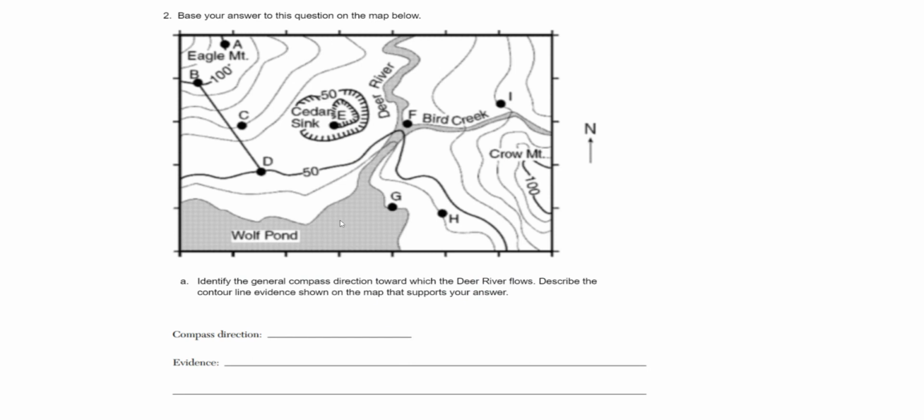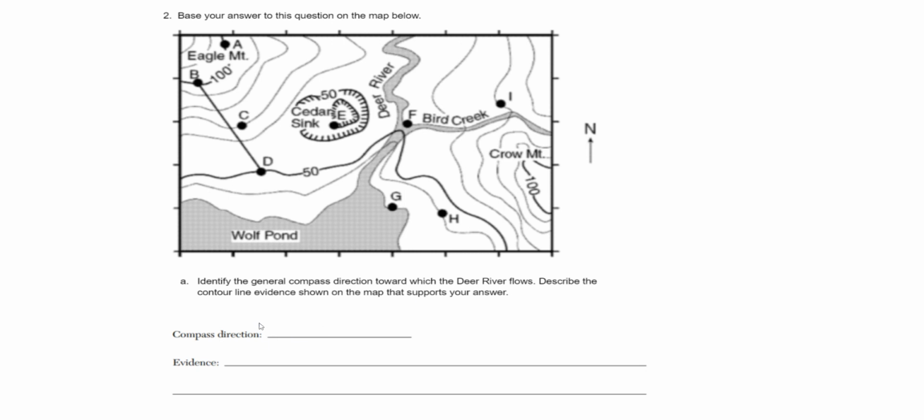Go ahead and try number 2, pause this video, and then unpause when you're ready to check your answer. So for question number 2, it says, base your answer to this question on the map below. A. Identify the general compass direction toward which the Deer River flows. Describe the contour line evidence shown on the map that supports your answer.